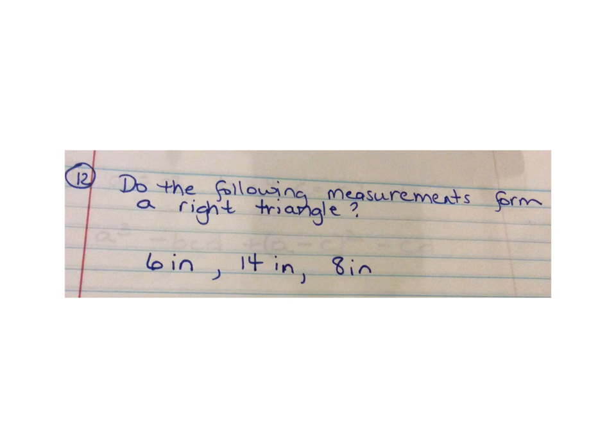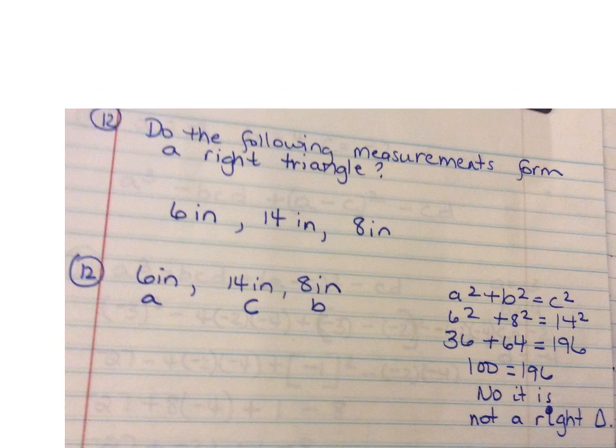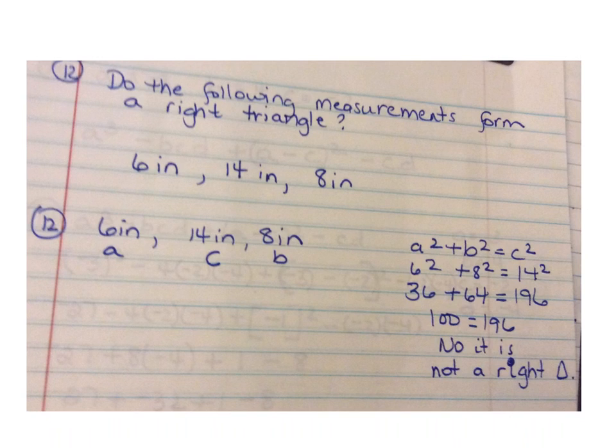Okay, problem number 12. Do the following measurements form a right triangle? 6 inches, 14 inches, 8 inches. Alright, so do they form a right triangle? Well, you have to use a squared plus b squared equals c squared, the Pythagorean theorem. You need to remember, if I give you 3 numbers, the longest one has to be the hypotenuse, because we talked about the hypotenuse is always the longest side.